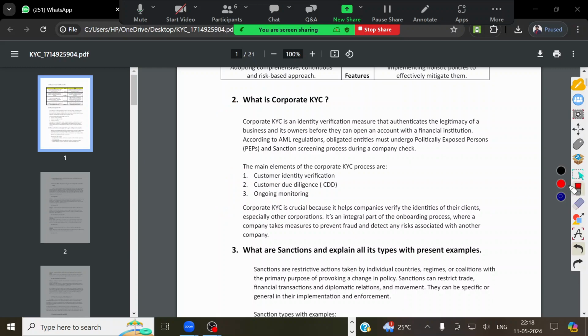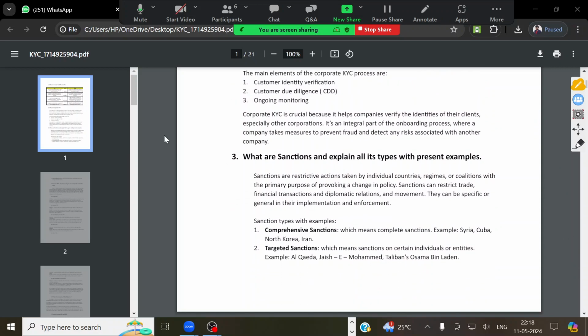All right. So now let's talk about a few examples. What are sanctions, and explain all their types with examples. So sanctions means, you would have heard that recently the US sanctioned Russia, so as not to settle payments in USD and all. Why did the US do this with Russia?